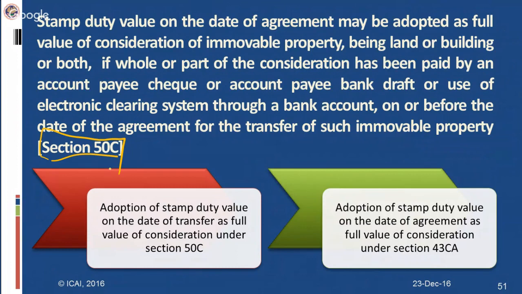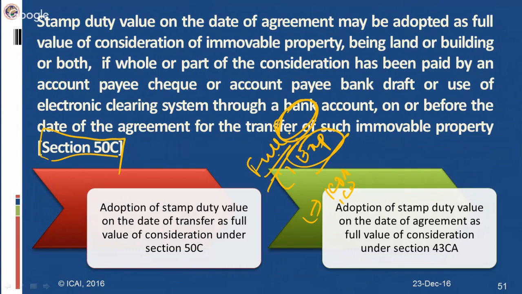Full value of consideration, from which you will deduct expenses of transfer. Then from that you reduce indexed cost of acquisition and indexed cost of improvement. So this full value of consideration, normally you take the sale price. Then expenses for transfer you reduce. Instead of taking the sale price, in case of land and building, if the stamp duty value is higher, then you take the stamp duty value declared by the state government to be the full value of consideration.